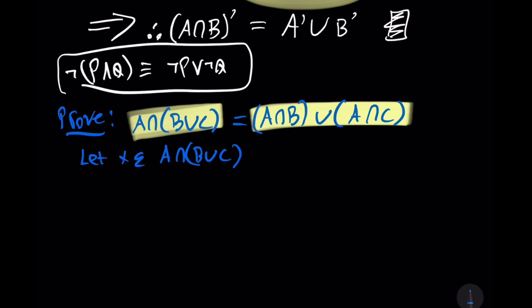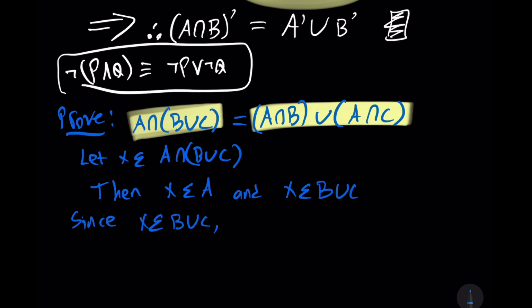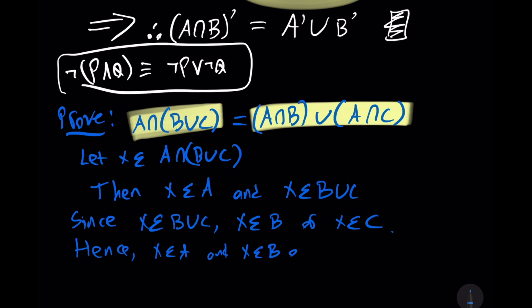So again, we're letting X be an element of A intersection B union C. If that's the case, then we can say that X is an element of A and X is an element of B union C. Since X is an element of B union C, we know that X is an element of B or X is an element of C. Hence, X is an element of A and X is an element of B, or X is a member or element of A and X is an element or member of C.